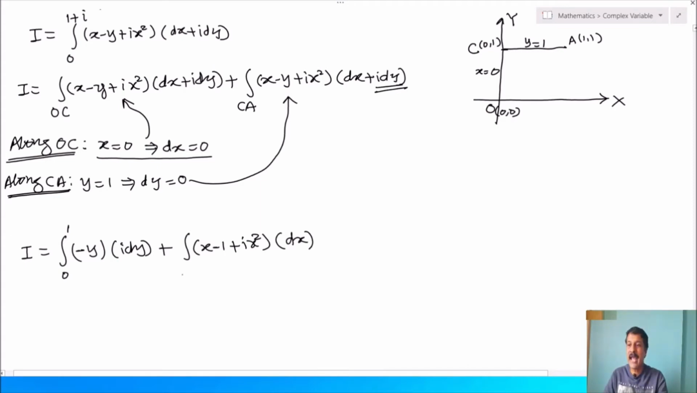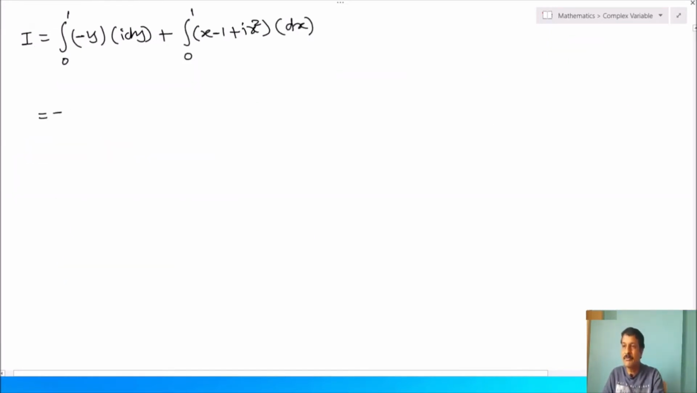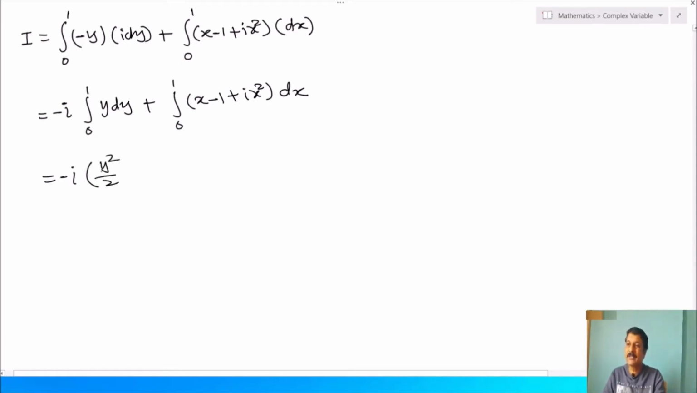It contains only x. Therefore, what are the limits of x? Here x equals 0 to x equals 1. So simplify this. That is equal to minus I outside, integration 0 to 1 of y dy, plus integration 0 to 1 of x minus 1 plus I x square into dx. So integrate it: minus I, y square by 2 with respect to y, limits 0 to 1, plus integration of this, x square by 2 minus x plus I x cube by 3, from 0 to 1.